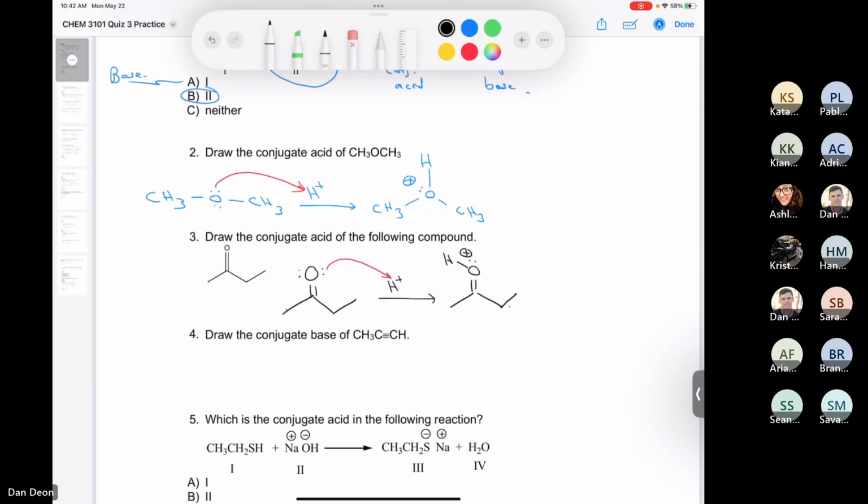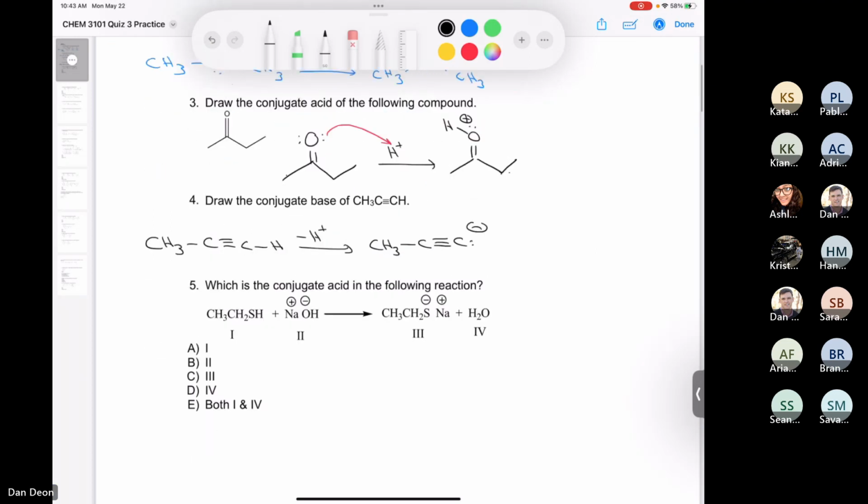Here we go. The next one says draw the conjugate base. So again, the difference between an acid and its conjugate base is the loss of 1 H+ ion. So if we redraw the compound like this, if you lose minus H+, what do you end up with? Well, the most acidic proton is the one attached to the sp hybridized carbon. And so this is the conjugate base that will result.